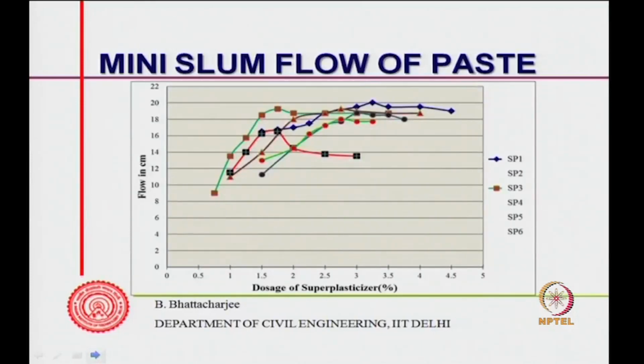So, you can see in this particular example there are 6 such superplasticizers used with a particular cement system, a particular cement plus another cementitious material system. You can see the flow in centimeter goes on increasing, but there is a maximum point, beyond that it is not really increasing. So, this is for superplasticizers 1, 2, 3, 4, 5, 6 plotted here. Now, the optimal dosage will be somewhere there; for the red one, it will be somewhere here. For each one you can find out what the optimal dosage is.